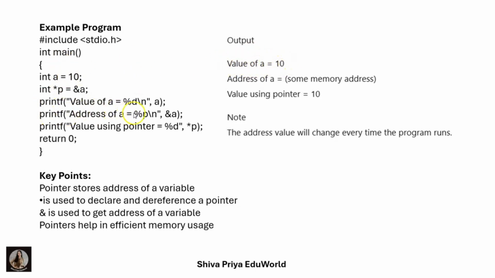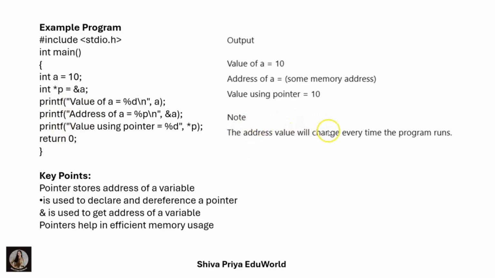After that, printf address of a is equal to %p, and address of a. In this case, it will print the address of a, which is some memory address. Whenever I execute, at that time it will print the memory address of that a. Clear? Printf value using pointer is equal to %d, and star p. It will print the value of a, that is 10. Return 0, which shows the successful execution.